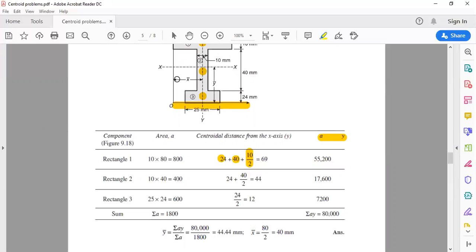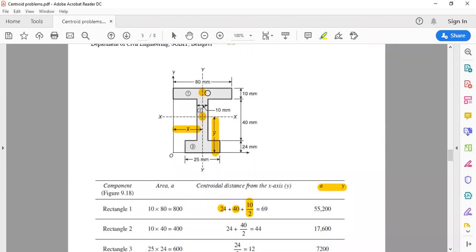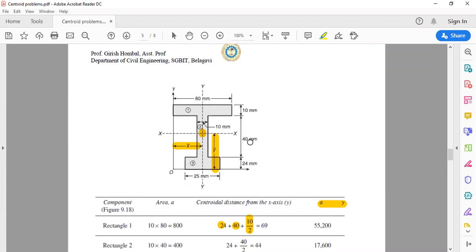So this X bar is 40 and Y bar is 44.44. So the point where these two axes meet, that is nothing but the centroidal point of the given section. So this is how you calculate the centroid of any given section.